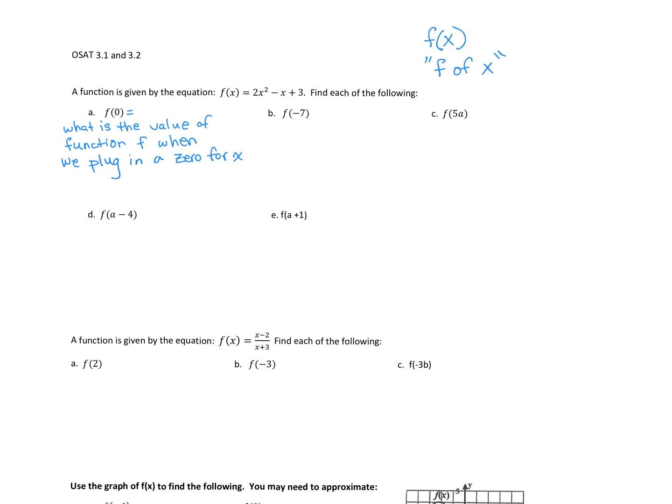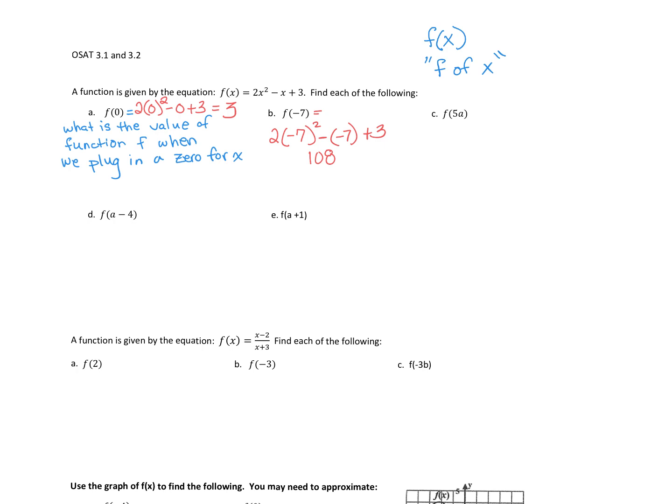So in this particular case, we'd get 2 times 0 squared minus 0 plus 3, or 3. For f of negative 7, it would mean 2 times negative 7 squared minus a negative 7 plus 3, for a total of 108.